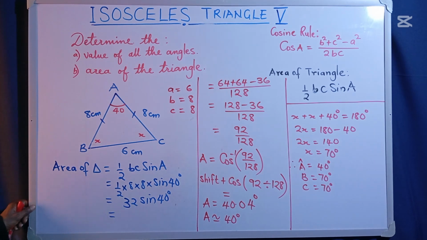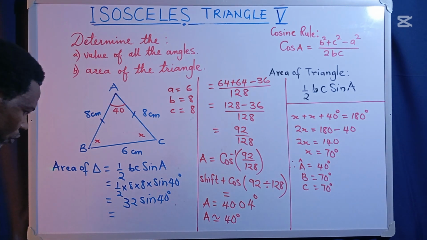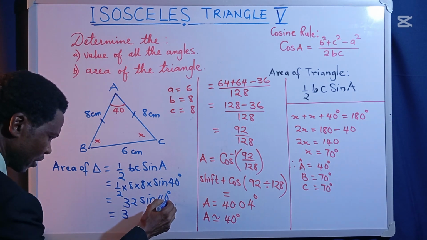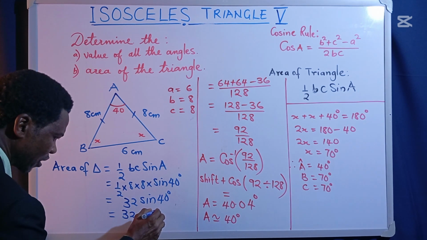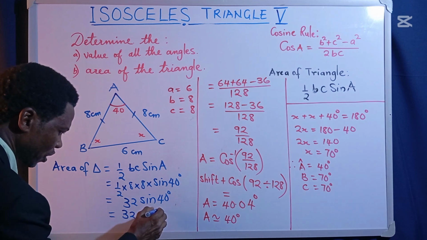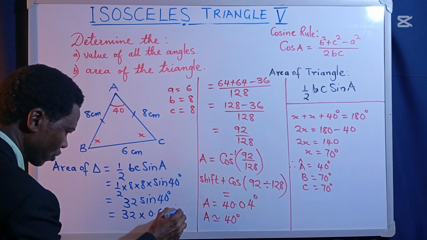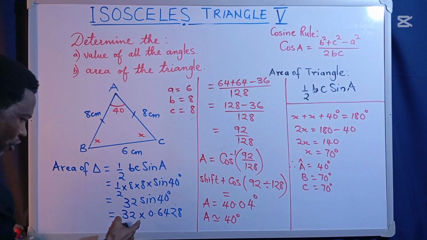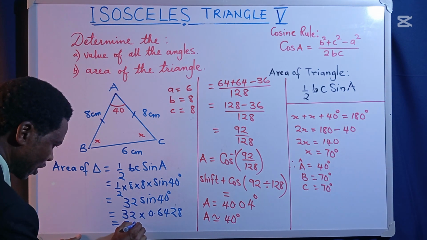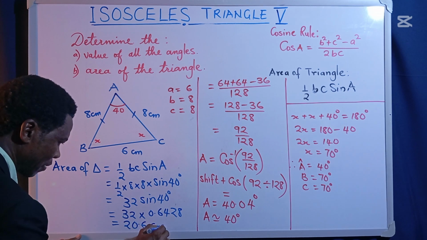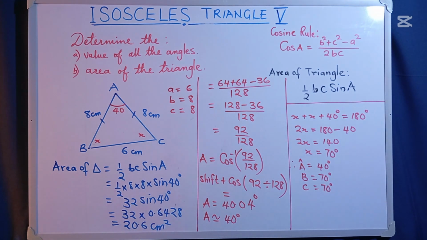So this will give us 32 times sine 40, which is 0.6428. Multiplying it out, that will give us 20.6 cm squared. So that is the area of the triangle solved.